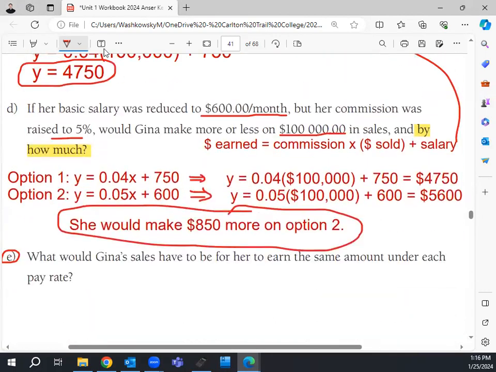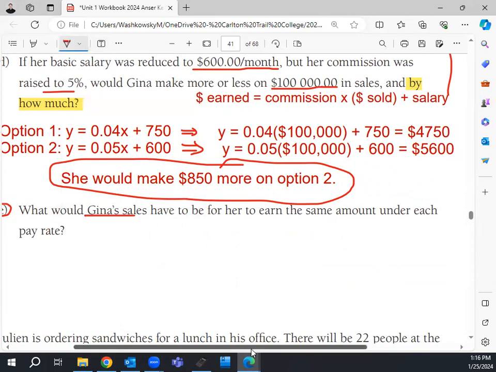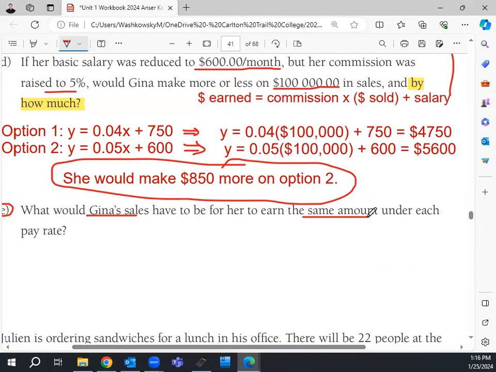So giving you a little bit of a hint here. What did we do to kind of start this out with the last one? Well, what we ended up doing was, if I want to figure out what her sales would have to be for her to earn the same amount under each pay rate. So ultimately, what we really care about here is when she has the same amount earned. What's the amount earned here? It's our Y's.